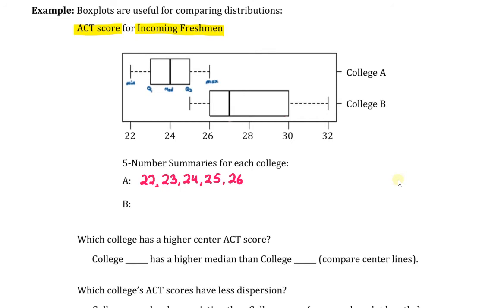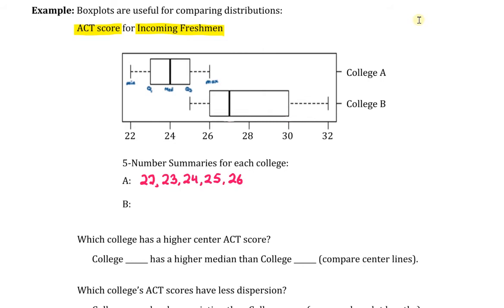Now at this time, I'd like to give you a moment to practice writing the 5-number summary represented by the box plot of College B. It might be a good idea for you to pause the video while you work on this, and then come back when you're done. I'll see you in a moment. Okay, I hope you paused the video for a moment. Let's see how we did.